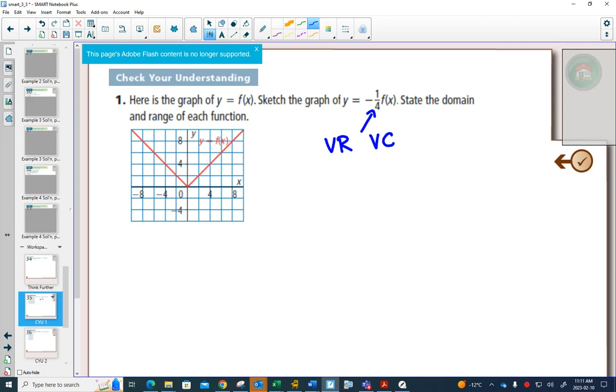And underneath that, I'm going to write what's going to happen algebraically. We're going to take our y coordinates and multiply them by negative 1/4. So everything outside the function is exactly how you see it.